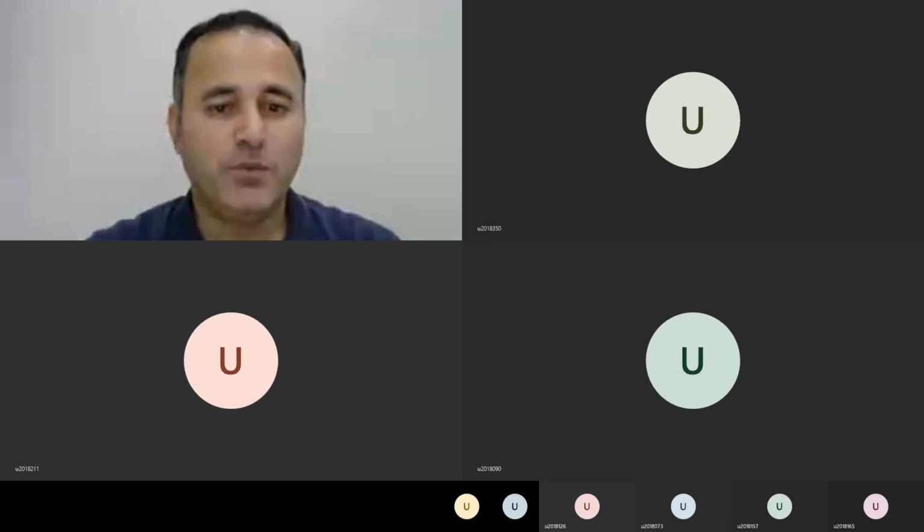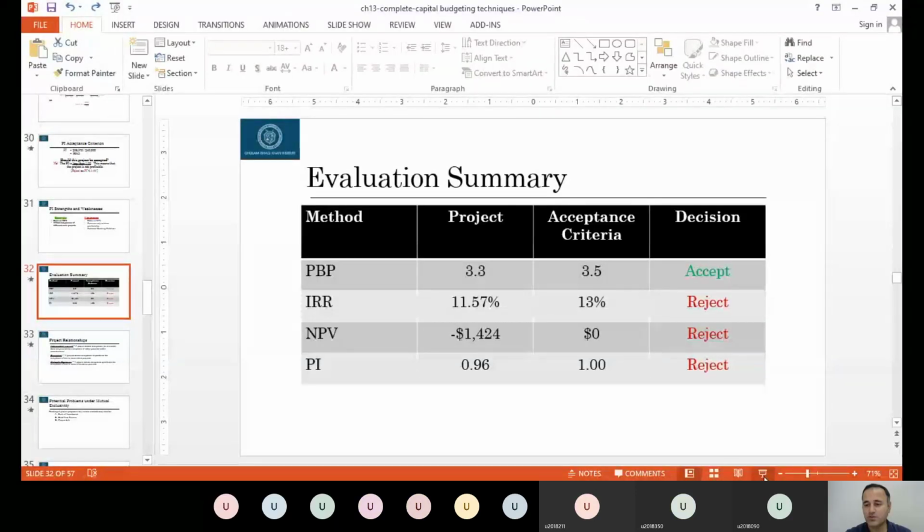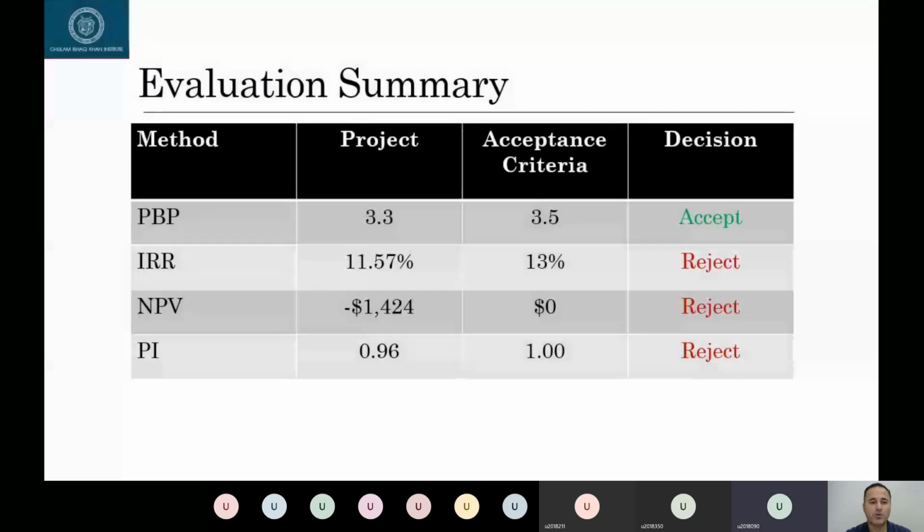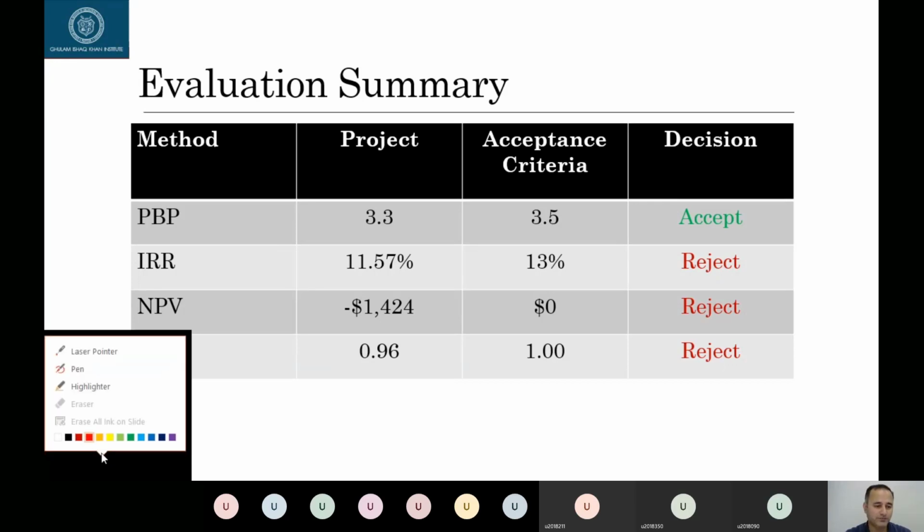And if you remember last time, can you see my screen, Azam? Yes, sir. Okay, perfect. So if you remember, we covered payback period, internal rate of return, net present value, and then we also covered profitability index.